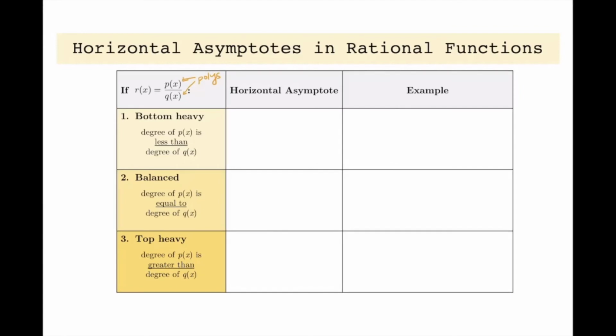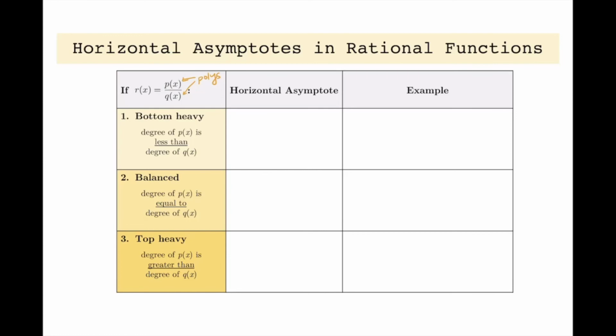It's important to note that what we mean by degree of the numerator and the denominator is the largest power that occurs in the top and bottom. When we talk about the degree of a polynomial in general, it always refers to the largest power that appears in that polynomial. Depending on the degrees, we get different horizontal asymptote situations.